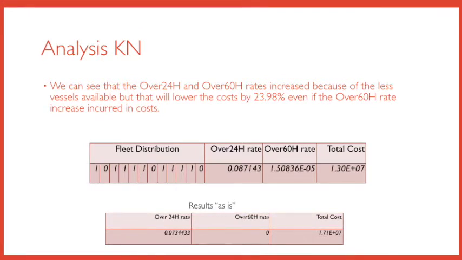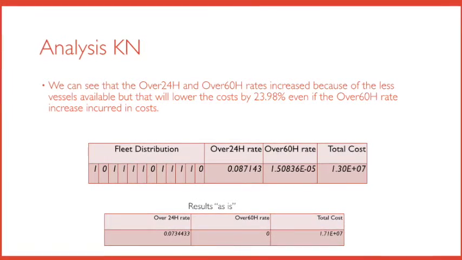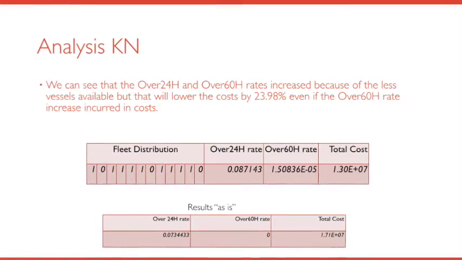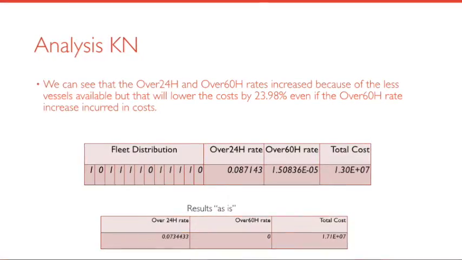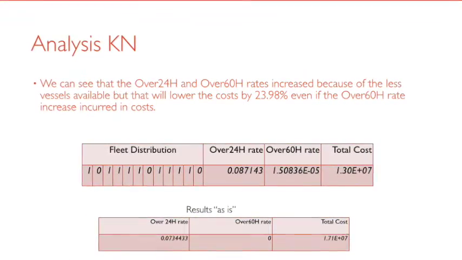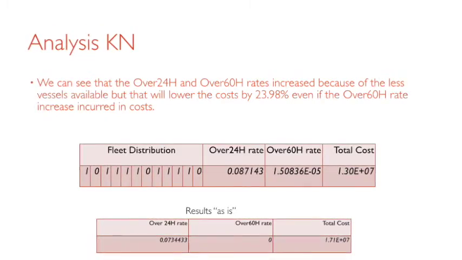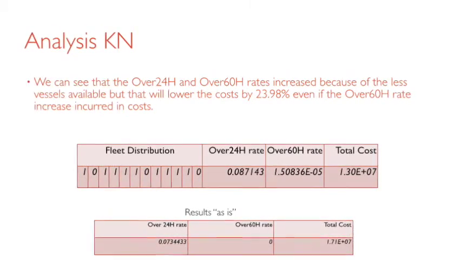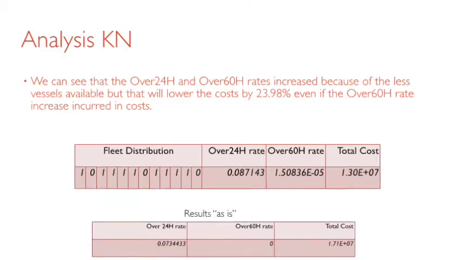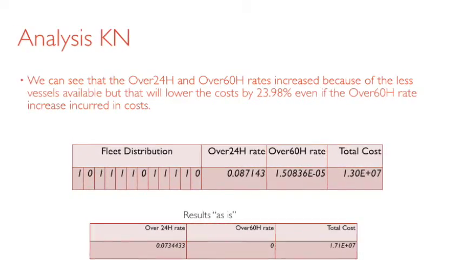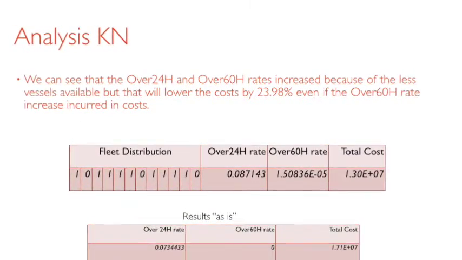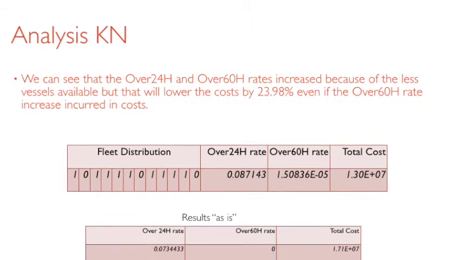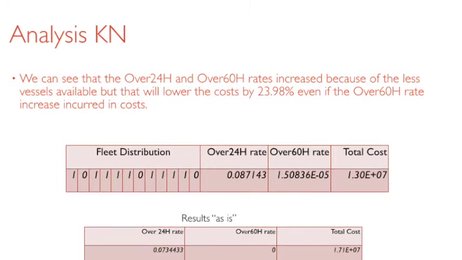When we compare the best scenario results against the results of the model as is, we can see that the over 24-hour and over 60-hour rates increased insignificantly due to having fewer vessels in the system, but still working under the rate restrictions. The total costs were lower by almost 24%, even with the over 60-hour rate increased during the best scenario results.